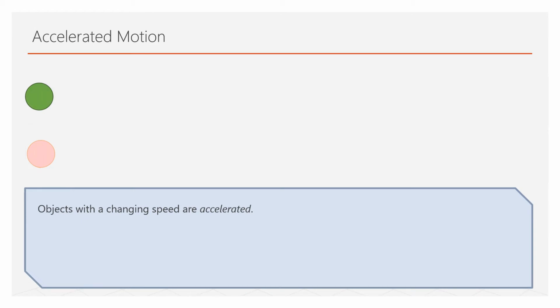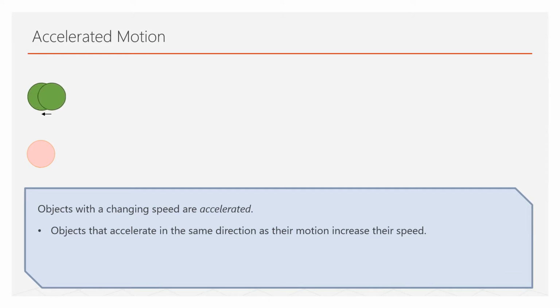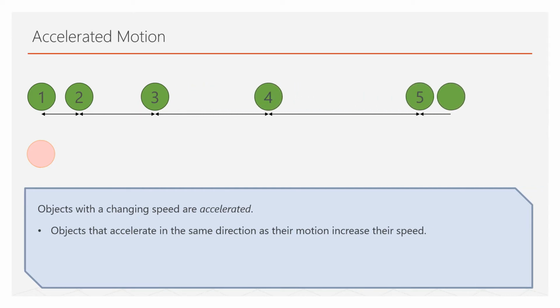Objects with a changing speed are accelerated. Objects that accelerate in the same direction as their motion increase their speed, and that is shown with the green circle above. The double arrows show you the space between frames. Remember, each frame has the same time interval.